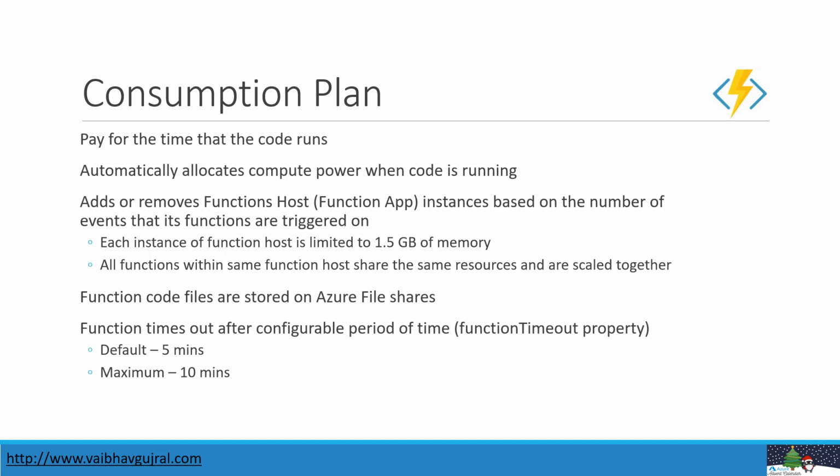Function code files are stored on Azure File Shares, which is backed by Azure Blob Storage. The point to note here is that Azure Functions under consumption plan do timeout after a configurable period of time using the function timeout property. By default, the property is set to 5 minutes and the maximum can be 10 minutes.